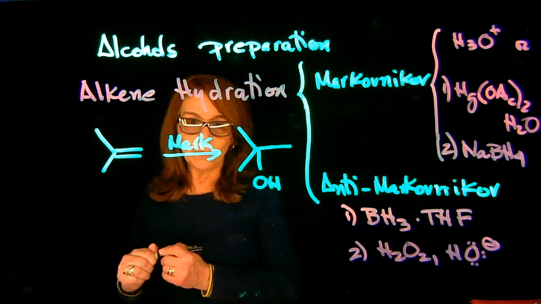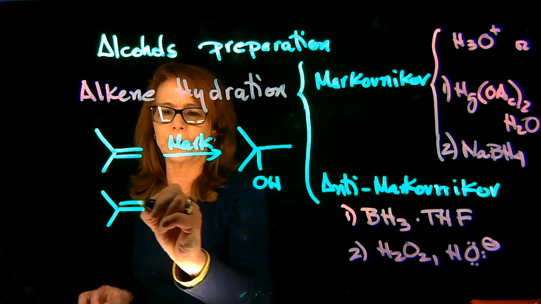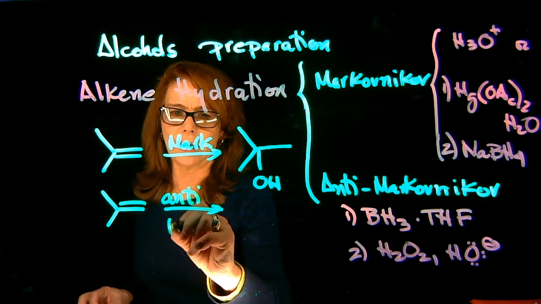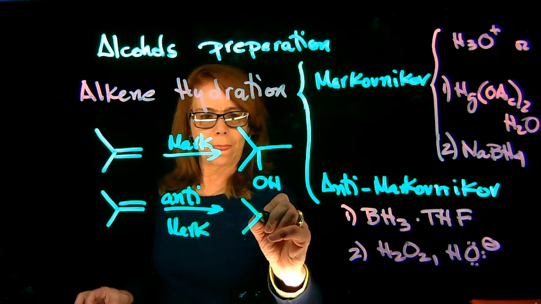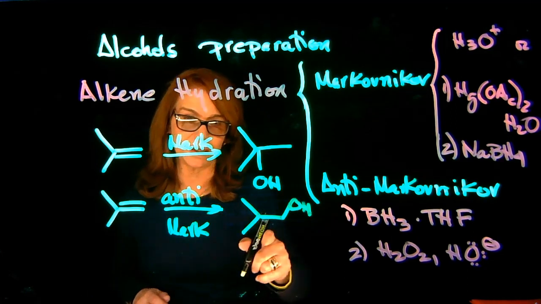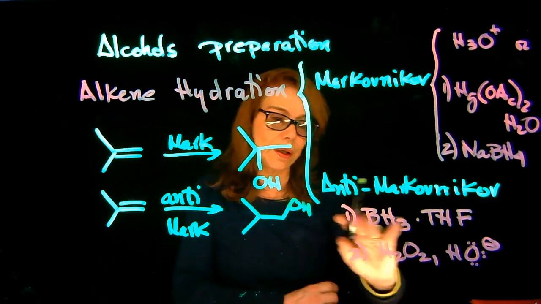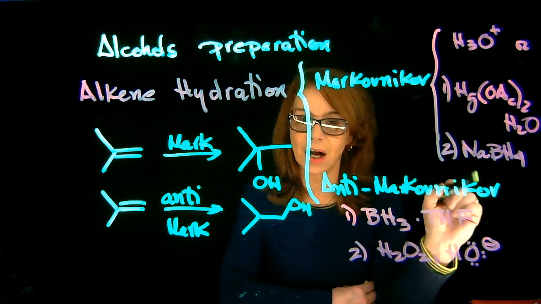But what if we wanted another outcome? Say that from here, I want the anti-Markovnikov outcome, which will now have the OH at the end. So you're adding again H and OH across a double bond. That can be accomplished using hydroboration and then oxidation.